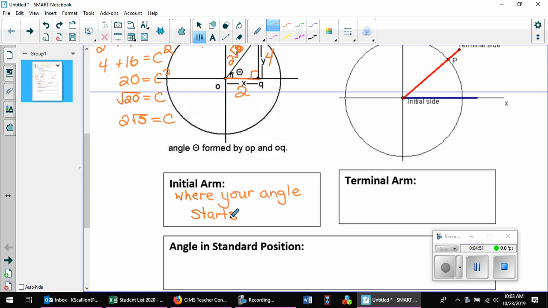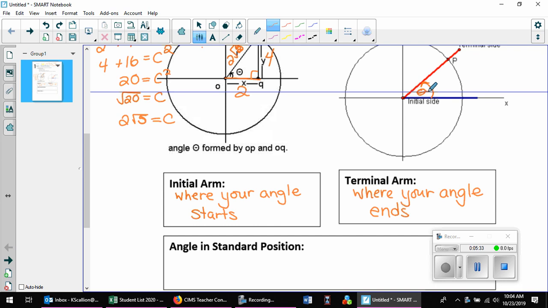What do you think the terminal arm is? Where you end, right? Where's your angle end? So if we're looking at this pretty picture up here, we know that our angle measurement would start at the blue and go to the red. So I'd be trying to solve for that angle in there. Does that make sense to everybody? And my angle started here and went counterclockwise, so it's in a counterclockwise motion. Okay, that's a positive angle.